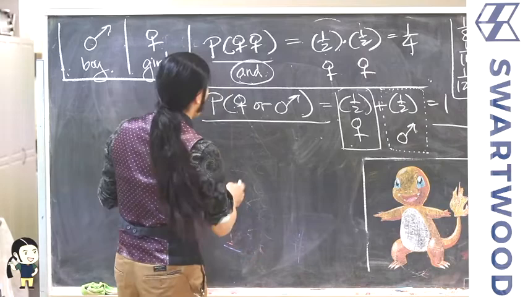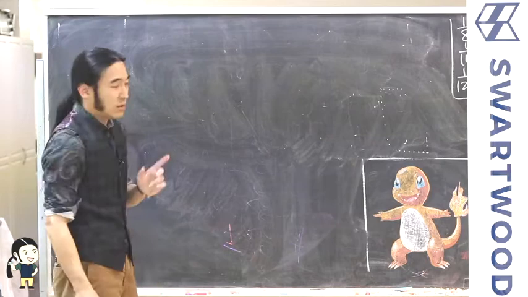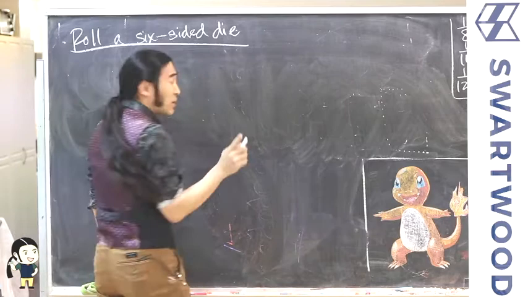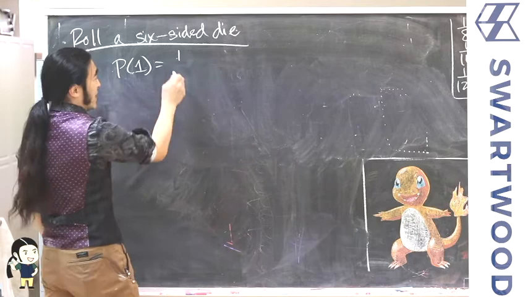By the way, I do want to do one more thing. There's a thing in probability called conditioning. What you do instinctively will be right. So let me demonstrate this for you. Let's say you roll a six-sided die. What's the probability you roll a one? There's only one one out of six options, so it's 1 out of 6.